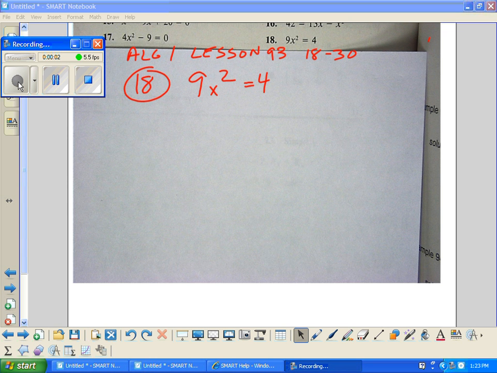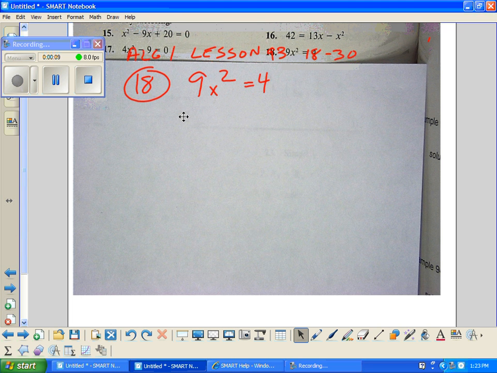Okay, on number 18, continuing on, lesson 93, Algebra 1. First thing, if you're going to solve by factoring, is to get everything to equal 0. So the first thing we're going to do is subtract 4 on both sides. And these aren't like terms, so you end up with 9x squared minus 4.